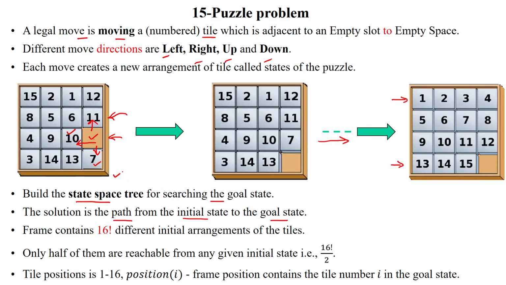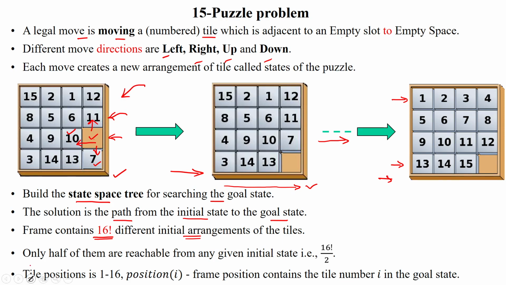That means we have the initial state, then we go through a sequence of movements of each and every tile to reach the goal state. When you are moving the tiles to reach the goal state, you will have some path. That path is the solution. Here the frame has 16 tiles, so there are 16 factorial different initial arrangements of these tiles. For example, here this is one kind of initial arrangement.